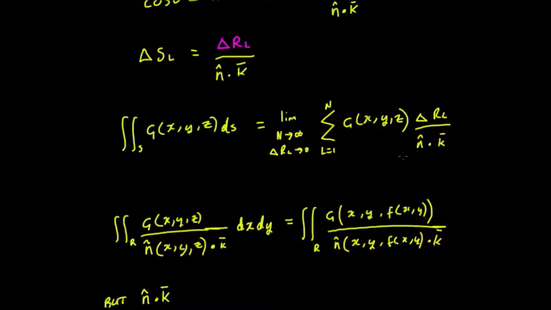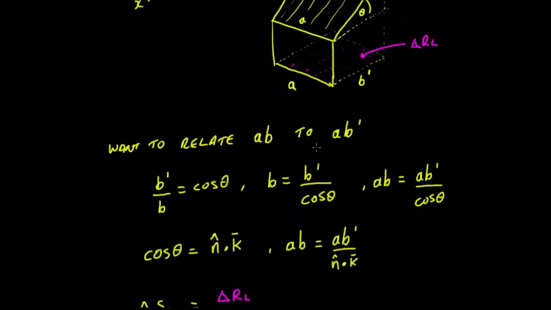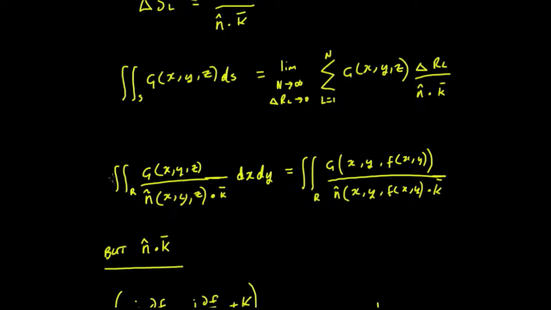And then if we take the limit as n tends to infinity, that is, the number of these little surfaces tends to infinity and the area of the surface tends towards 0, sorry, that's looking at this surface here, then this is going to give us the double integral over the region R of our scalar function, divided by n dot k, times dx dy.